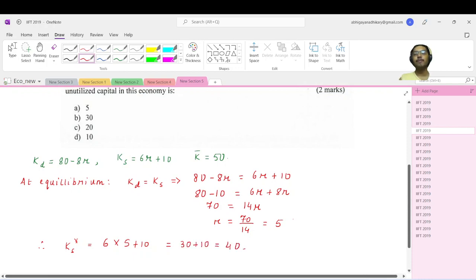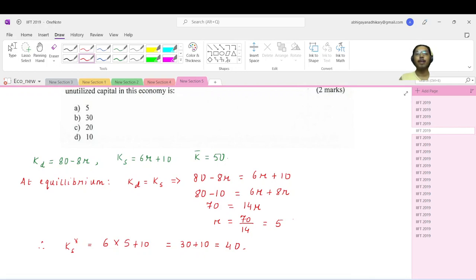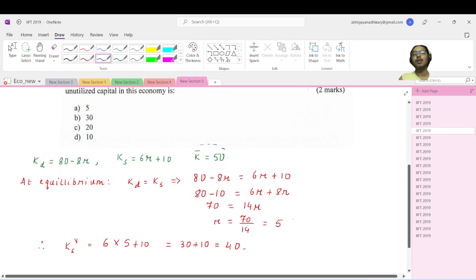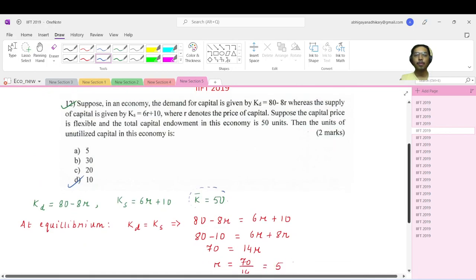So at equilibrium, 40 units of capital is used and the rental rate in the economy is 5. The total endowment stands at 50. So the unutilized capital is basically 50 minus 40, which is 10. And that is clearly option T. So this was a very simple question per se.